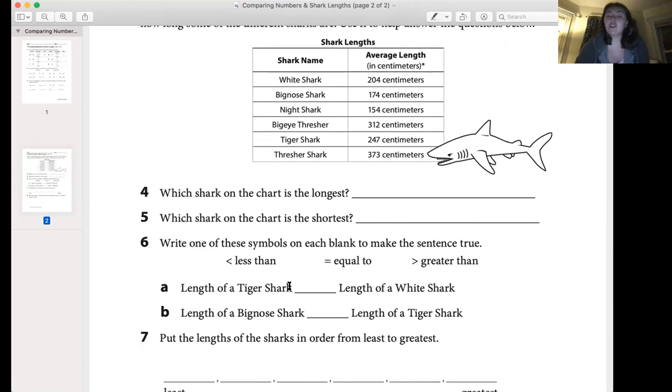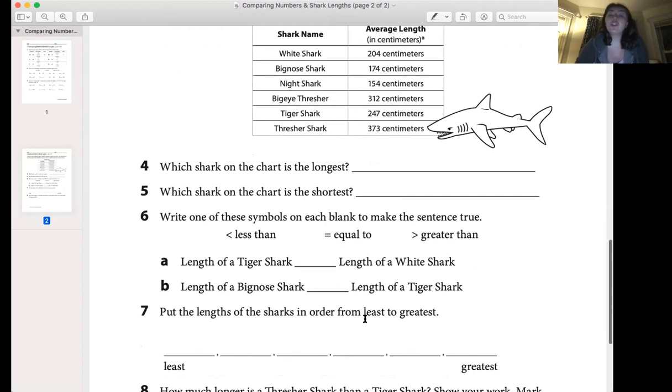So the length of a tiger shark and the length of a whale shark. Which one's greater than, less than, or equal to? And the same thing with a big nose shark and a tiger shark. Then you're going to put the shark lengths in order from least or smallest to greatest or biggest. And remember to use that place value to help you here.